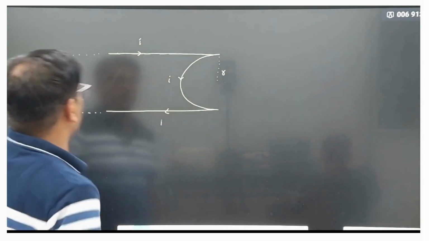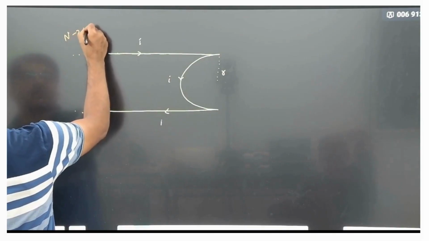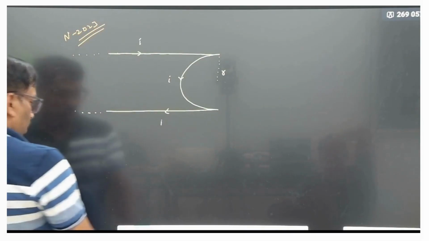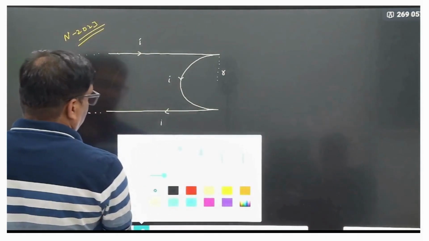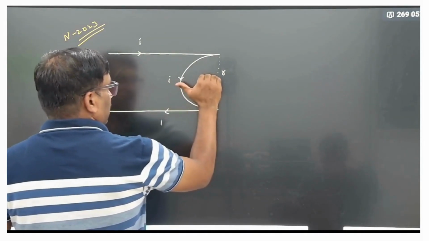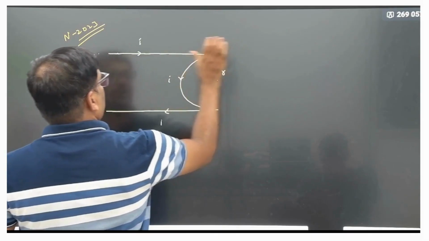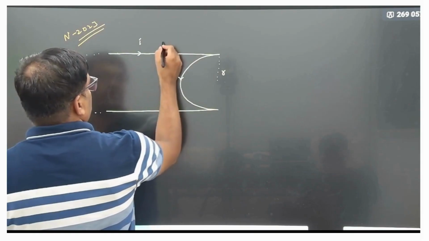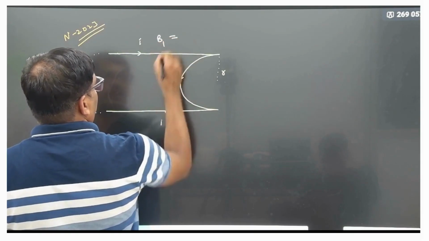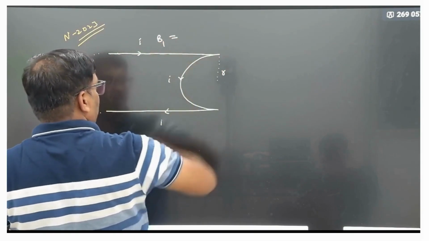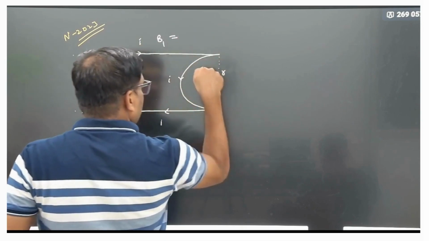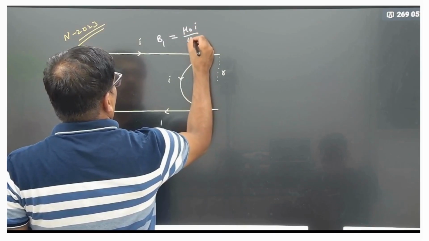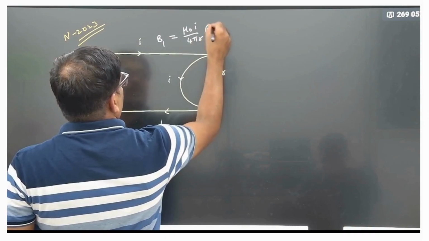This is one of your NEET questions, NEET 2023. Here, can you tell me what the magnetic field is? Due to this it is inward, due to this it is outward. Suppose this is B1 at this point. The magnetic field is inward. For the semi-infinite wire, μ0 I by 4πr, into the board.